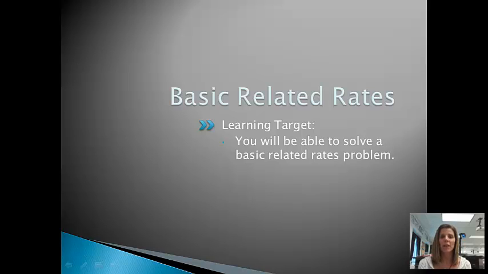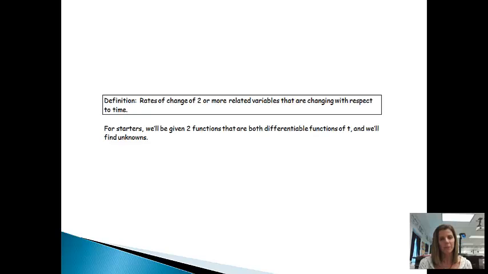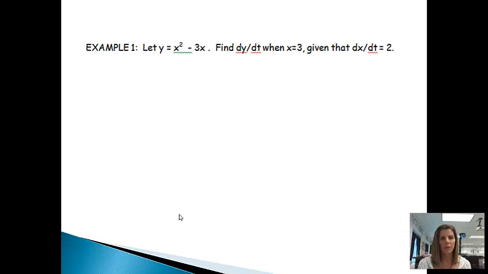At the end of this lesson, you'll be able to solve a basic related rates problem. This first lesson is just going to get you used to the concept of what a related rate is. A related rate is just rates of change of two or more related variables that are changing with respect to time. So how fast is something changing every second or every minute or something like that? For starters, we'll be given two functions that are both differentiable, so we can take the derivative and find unknowns.